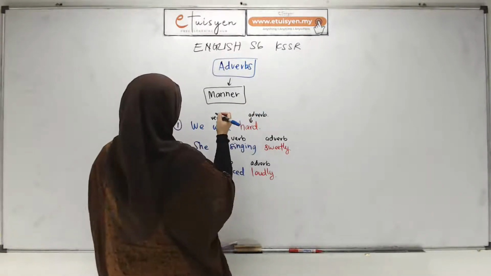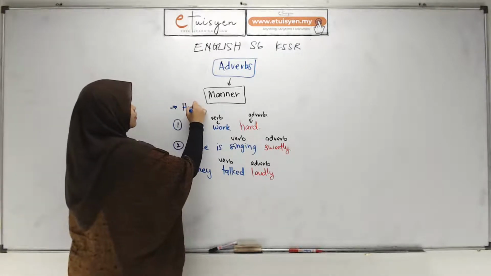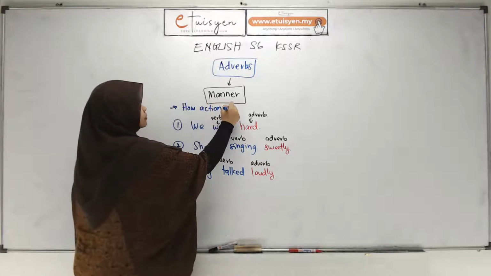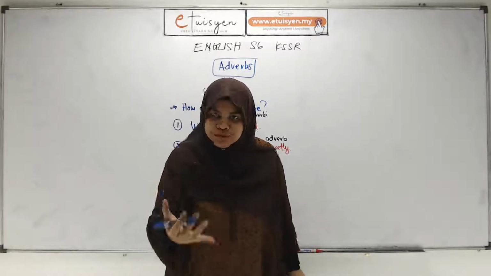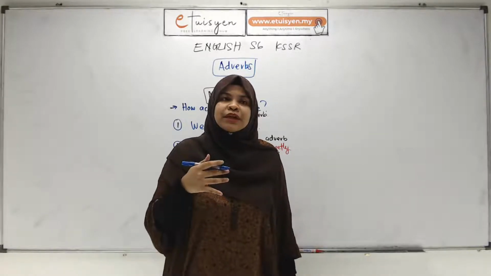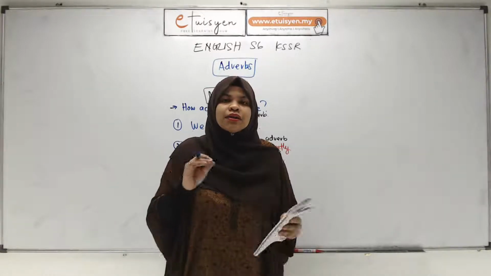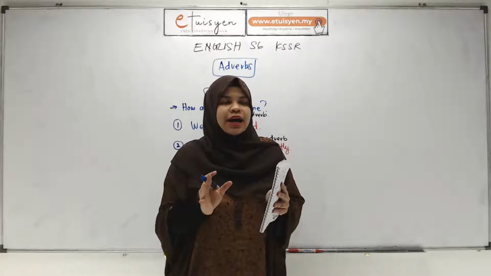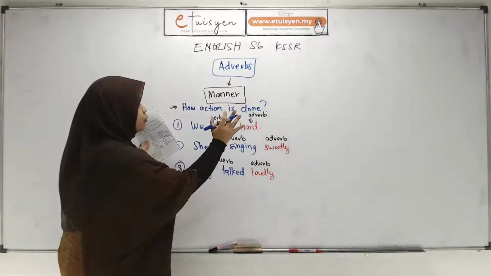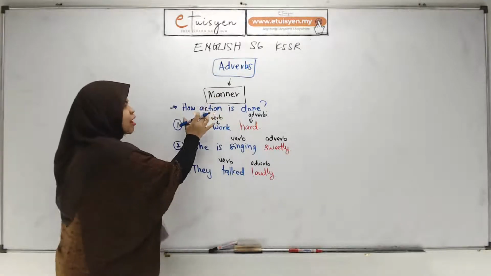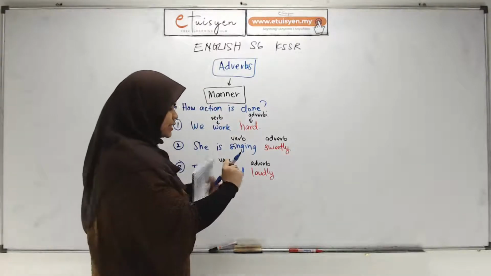Okay, put it here, sorry. So this is the question. How action is done. So macam mana you buat verb you? Macam mana you menyanyi? Macam mana you belajar? Macam mana you tulis? Okay, so how do you do it? Dengan laju, lahan, kuat. So this is where when you want to describe your action to this question, how the action is being done, then you would use manner punya adverb. Okay, so this is the first one.